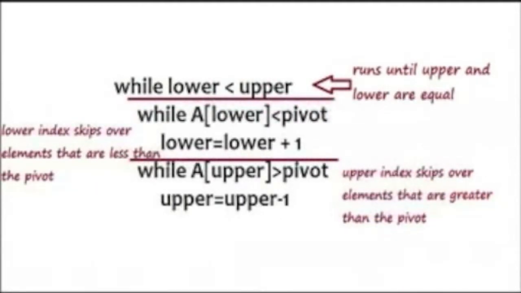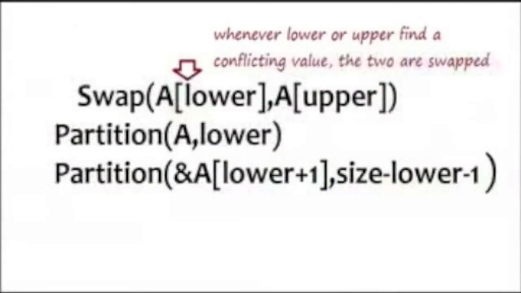As you can see on the while loop on the screen, the lower index skips over elements that are less than the pivot, and the upper index skips over elements that are greater than the pivot. Whenever the lower index reaches a value that is greater than the pivot, and the upper index reaches a value that is lower than the pivot, the two swap, which you can see in the swap function represented on the screen. When lower and upper are equal, the array is partitioned. We then call partition on each of the new partitions recursively, which eventually sorts the whole array.